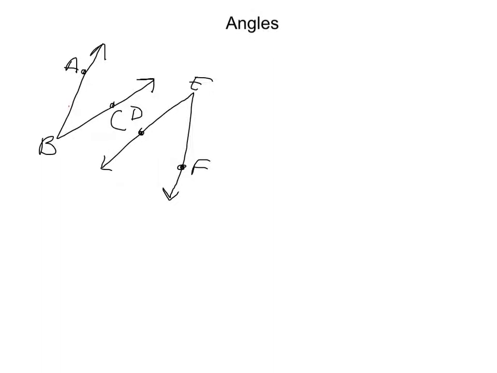Okay, now we're going to talk about the basics of angles. So here I have two angles, angle ABC and DEF, and if I mark them like this, those little curvy things say that they have the same measure. So what we'll say is that angle ABC is congruent to angle DEF.